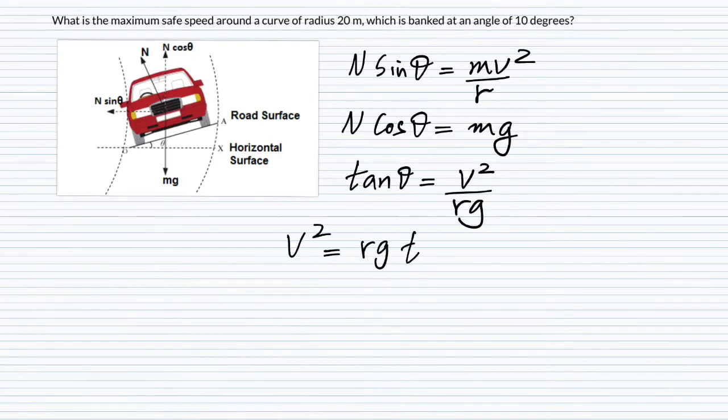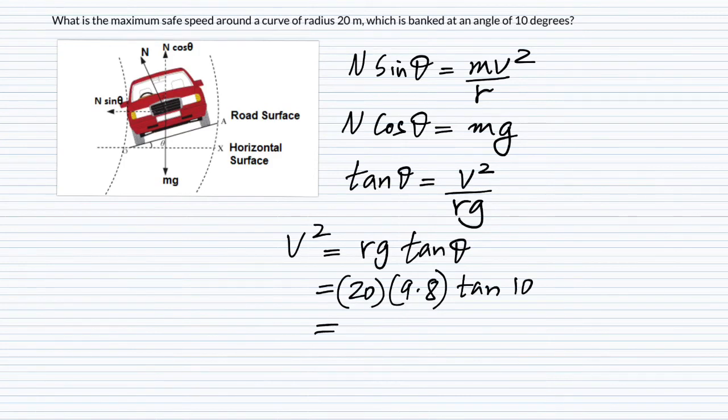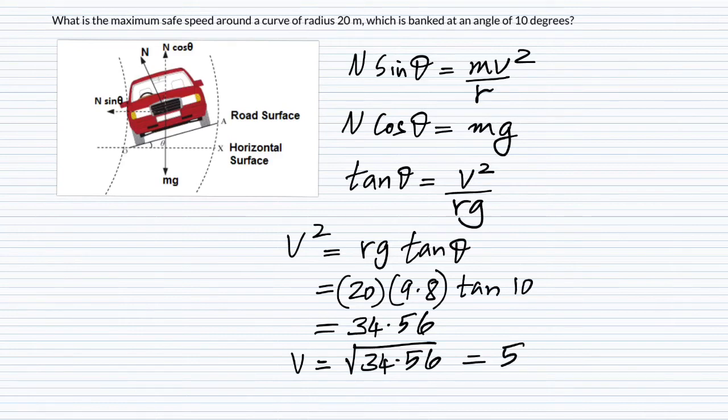So from this one, you can rearrange and find the velocity, because the question says what is the maximum safe speed, radius given, and the angle given. So we understand that the speed at which you can go without creating a dangerous situation is going to be 5.87 meter per second. So that's how you do it.